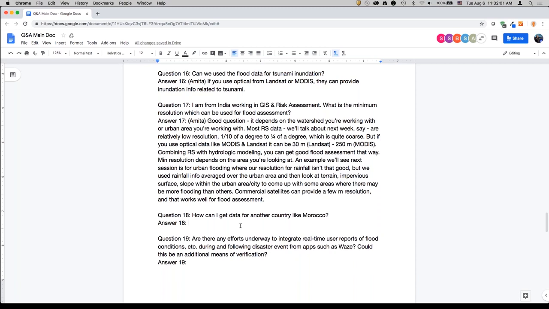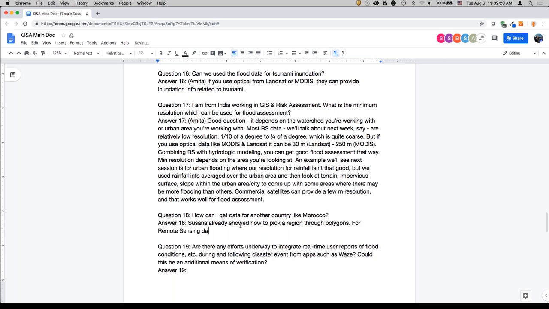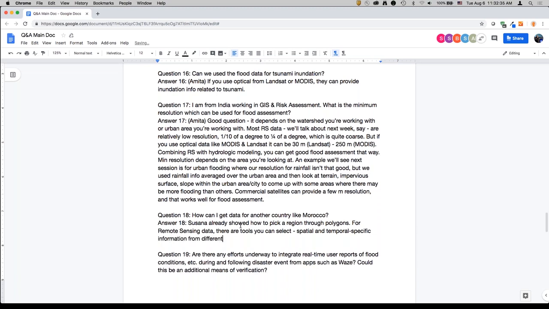Question 18 is, how can I get enough data for another country like Morocco? So Susanna already showed how to pick a region through a polygon. She had a map where you can pick data anywhere where the data are available. For remote sensing data also, there are tools where you can select spatial and temporal specific information from different remote sensing data sets. We'll see that in the next session.